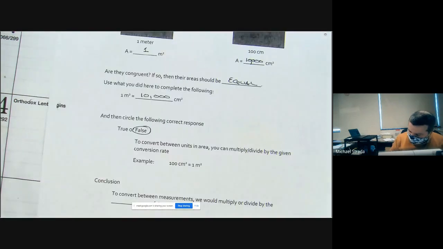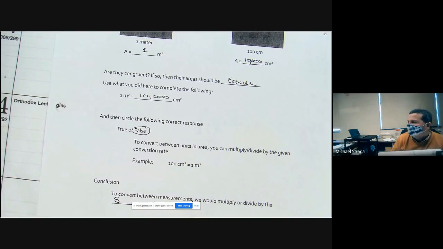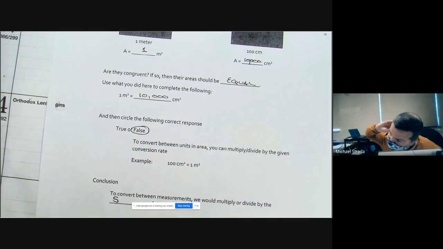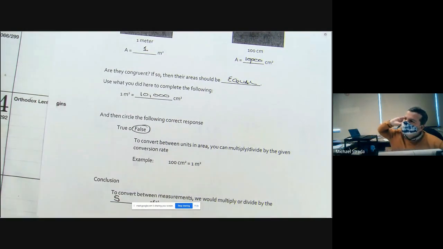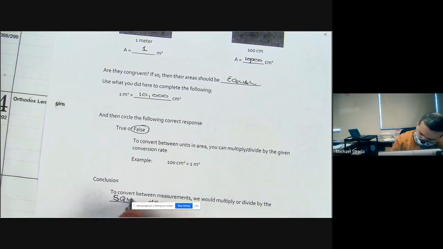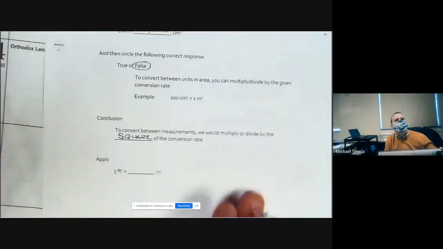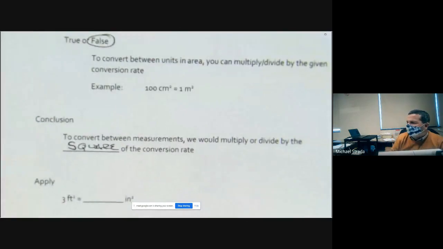Conclusion, to convert between measurements, we would multiply or divide by the conversion rate. What do we do to find area? What do we label area with? What exponent, when we label our square? So we're going to multiply by the square of the conversion rate. We touched on this a little bit last week. You do not just convert using the conversion rate, you convert by the square.